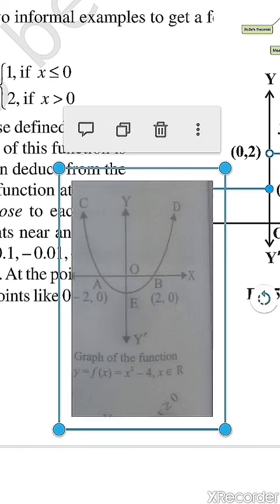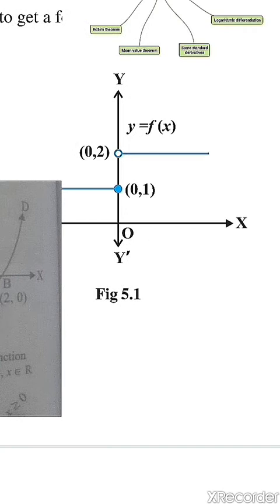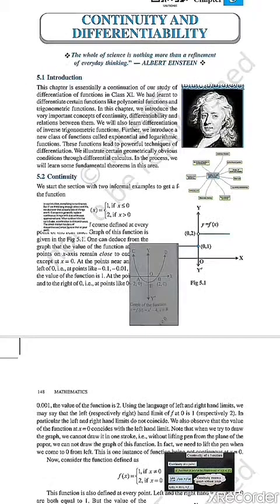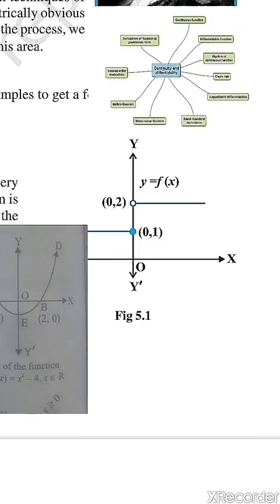If you see the graph in your book on this page, figure 5.1, you will clearly lift your pen off the paper, and then move from point 1 to point 2 on the y-axis. It means you have taken the pen off the paper. So this is a discontinuous graph. This is the graphical representation of continuity of a function at a point.